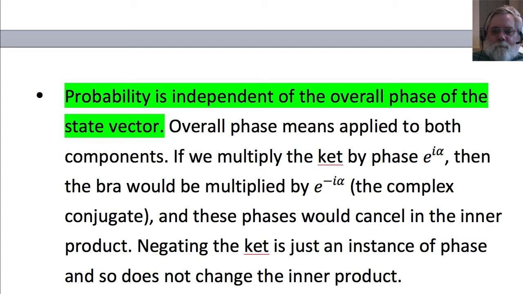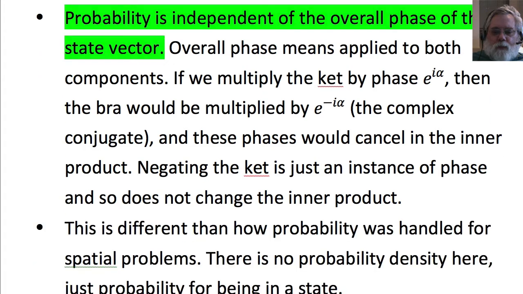So the overall phase does not change the norm of the vector, and so it does not change the probability. Now, negating a ket is just a particular instance of phase, and so it does not change the inner product.